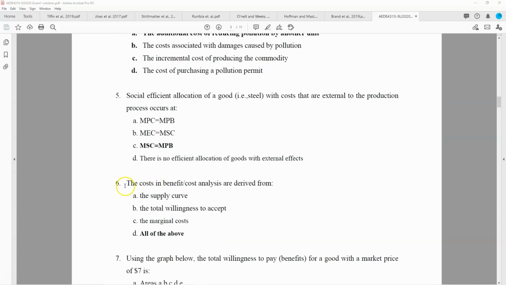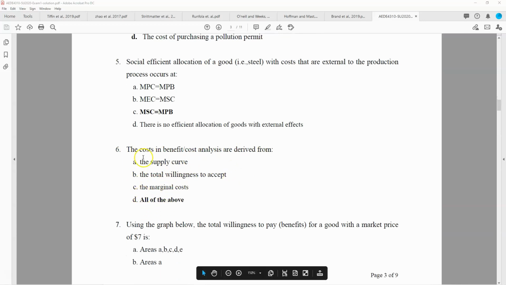And 6, the costs in cost and benefit analysis are derived from the cost. And when we talk about the cost, we are talking about the producer's side. So from the producer's side, everything related to cost would be related to this term, the cost in cost and benefit analysis.